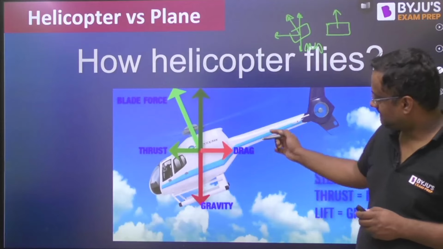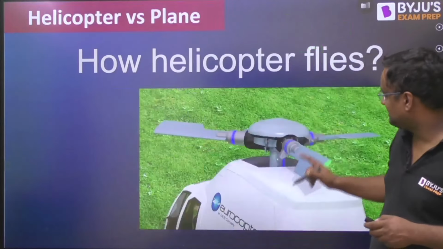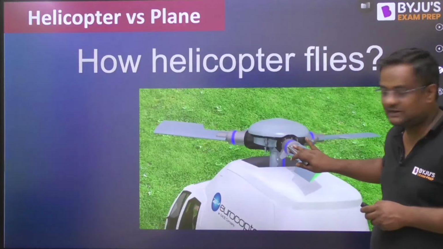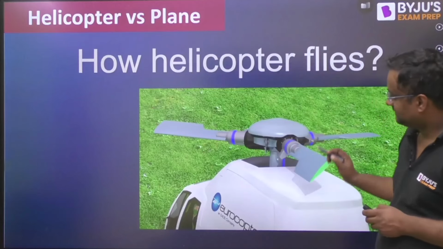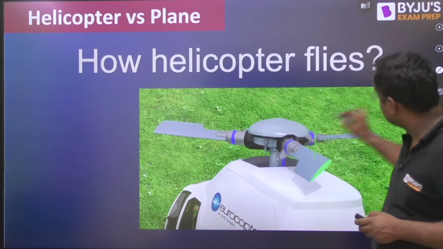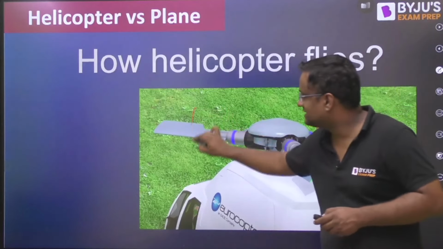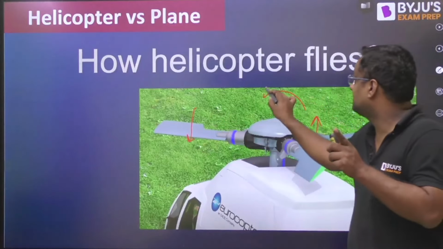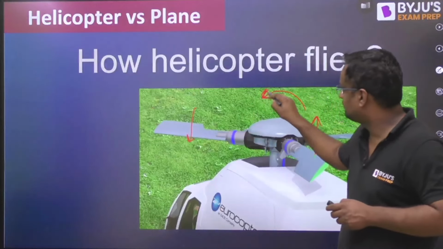So here, the forward reaction, you got it. Now, how will it be changing its direction? Guys, these blades are tilted. Okay. These blades are tilted like this, so that the lift force is in the opposite direction or with a different magnitude, due to which a torque will be generated. Suppose here the force is like this, here the force is like this, torque will be generated.